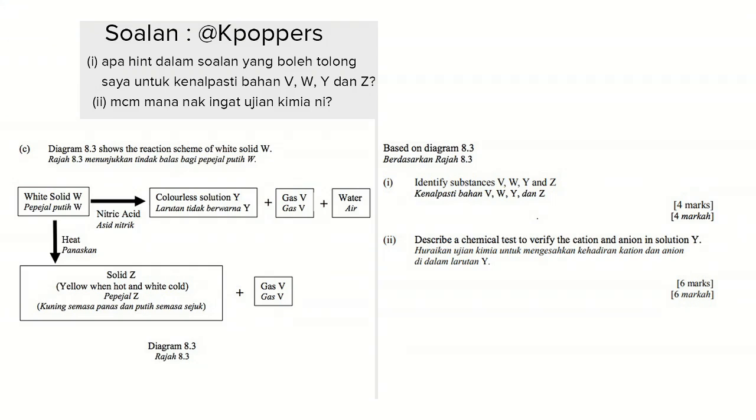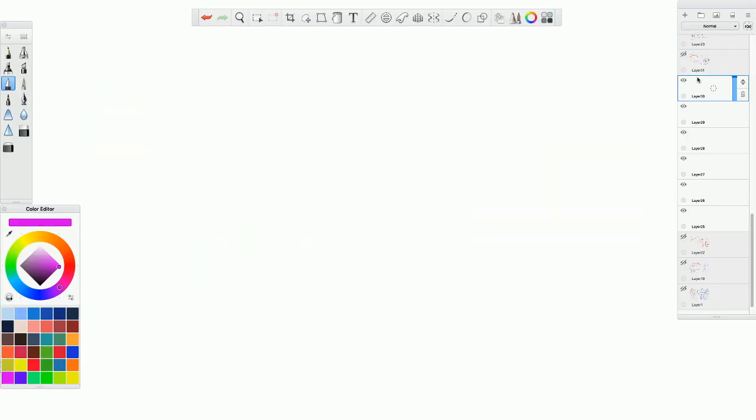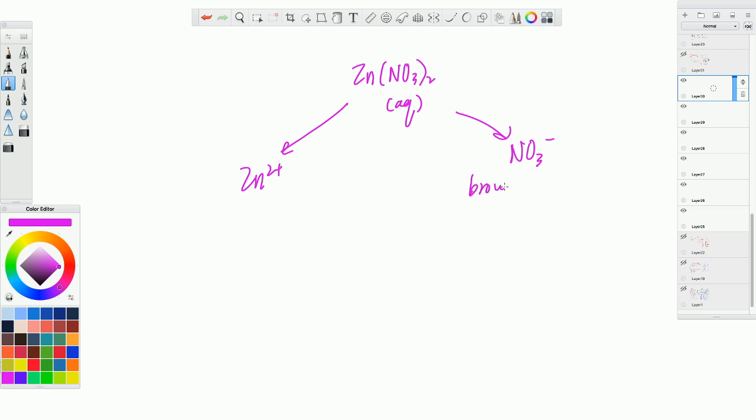Okay, so how to identify zinc nitrate solution, aqueous. Got zinc ion, got nitrate ion. So nitrate ion, you have to remember, is called a brown ring test. Okay, so in a brown ring test, you will see a brown ring. Nitrate has no insoluble salt, so you have to use a brown ring test.